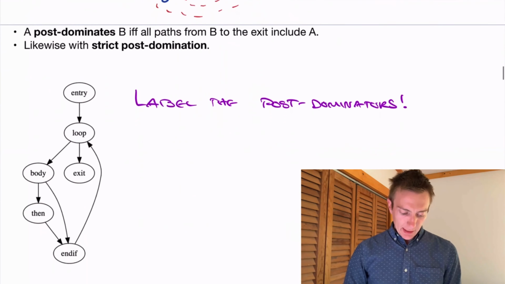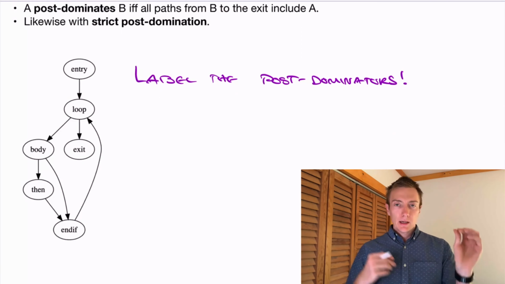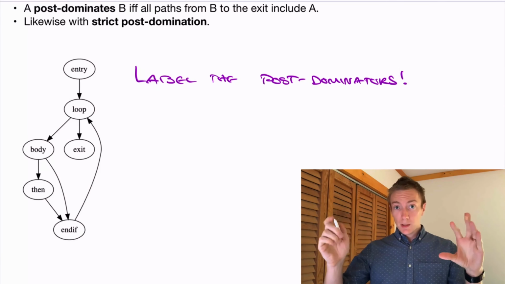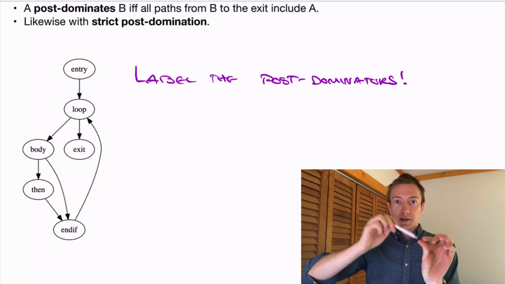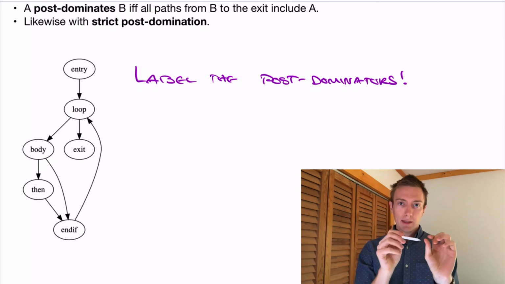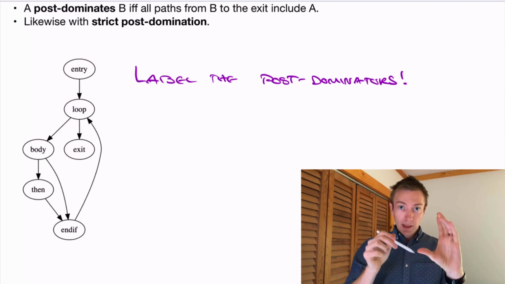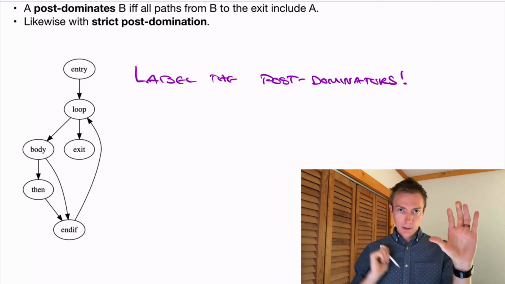Even more definitions. Another definition I want to tell you about is post-domination, which is the exact opposite of domination. Domination talks about paths from the entry to a given block. Post-domination talks about paths from a block to the exit node. So one node post-dominates another node if it's impossible to reach the exit without going through that second node.